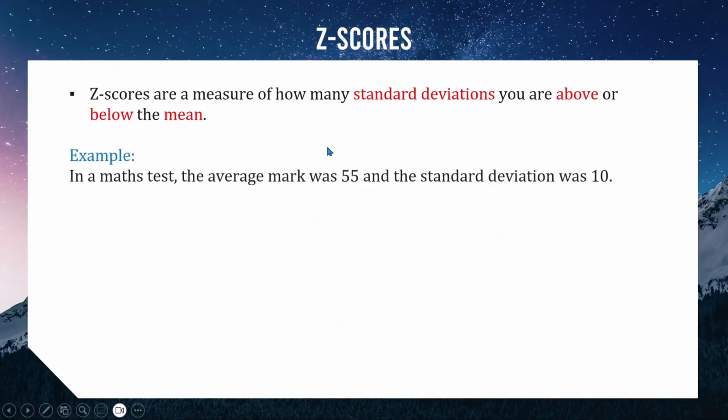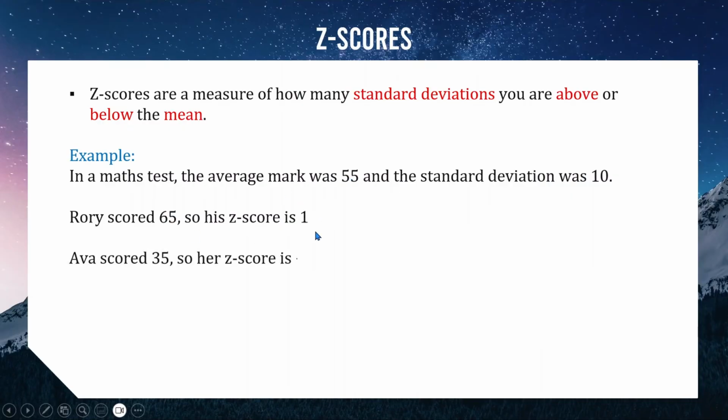There's a little formula you can use for that. All right. So as an example, to give you an idea what I'm talking about, we had a math test. The average mark was 55, and the standard deviation was 10. So let's think about Rory. Rory scored 65, and 65 is 10 above 55. So Rory is 1 standard deviation above the mean. That means Rory has a z-score of +1.